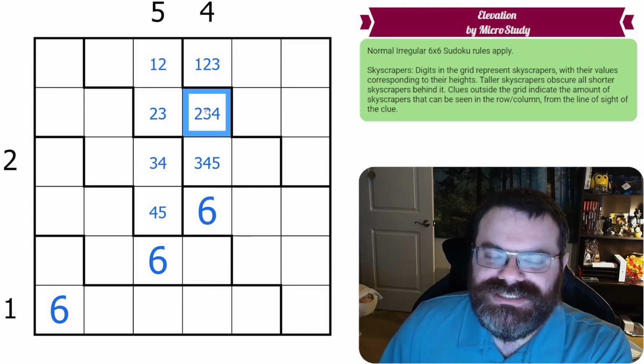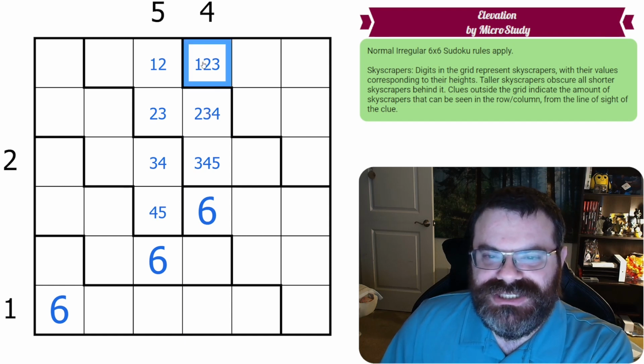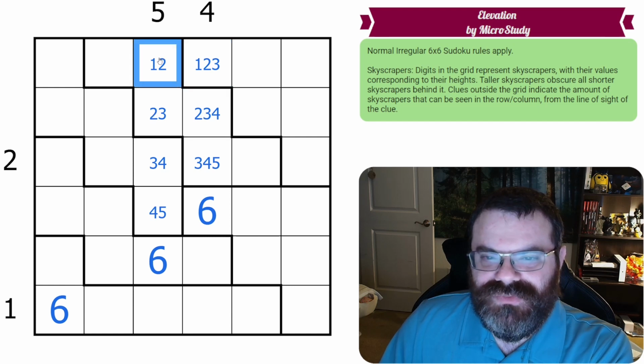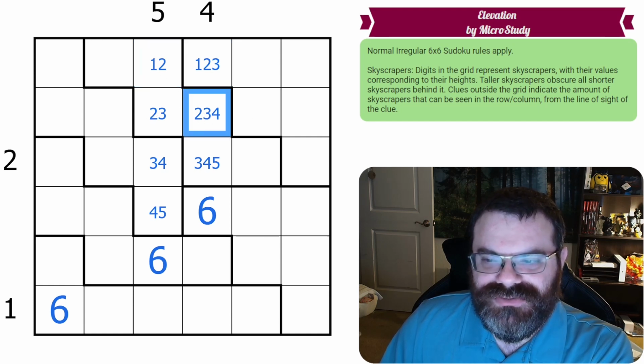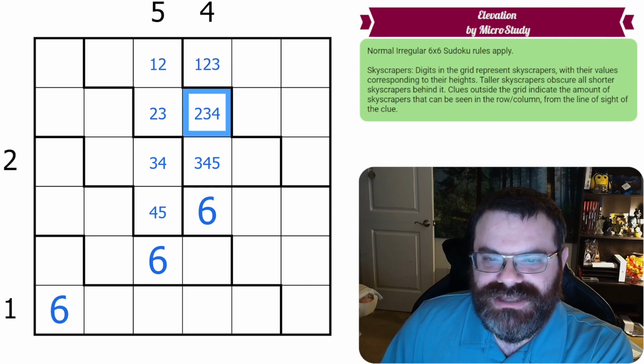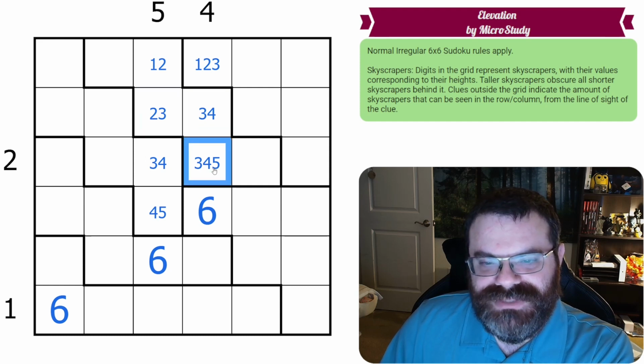Okay, I can say this can't be a 2. That's for an interesting reason. If this was a 2, it forces this to be a 1 for the 4 skyscraper clue, but also forces this to be a 1 because it shares a region. So again, if this was a 2, this would be a 1, and this would be a 1, and that wouldn't work. So this can't be a 2. So that means this can't be a 3.